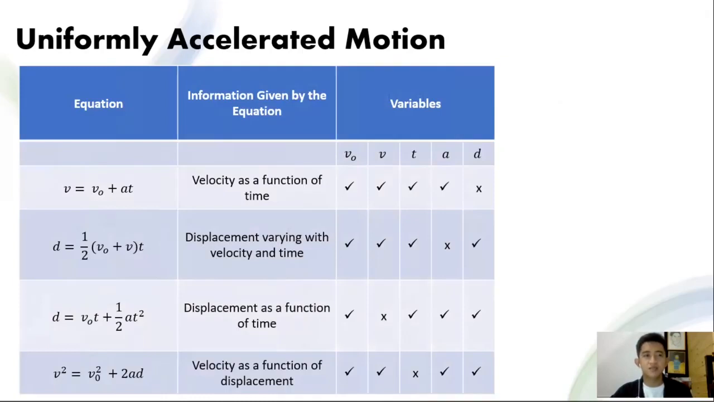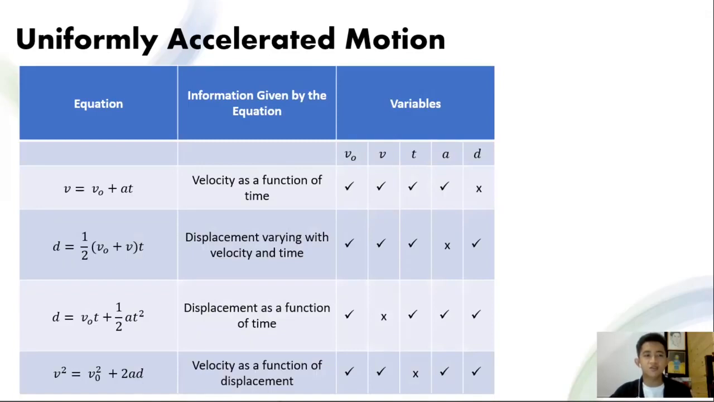And here are the given information, and here are the information given by these equations. The first equation gives us the velocity as a function of time, which means that all variables are present except for the distance. So we can calculate the final velocity if we have the initial velocity, the acceleration, and time. The second equation gives us the displacement varying with velocity and time. You will notice that acceleration is not present in this equation.